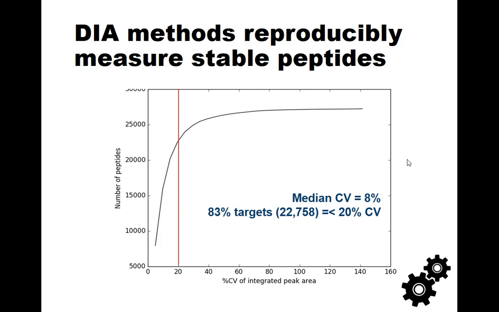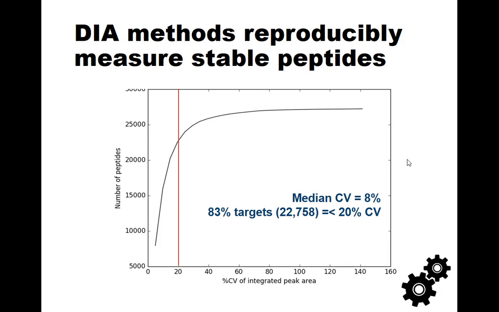So this plot is showing that for 20% CV, I have 23,000 peptides that are reproducible to 20% CV standards. The median percent CV in a DIA method looks like it's about 8%, and this is a number I've seen from other researchers, from other labs too, doing this type of analysis. And the majority of targets are reproducible.